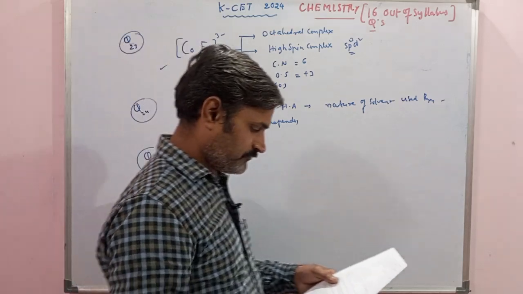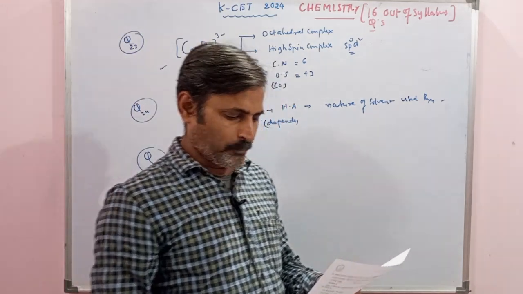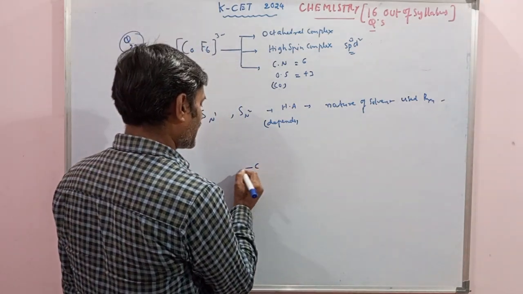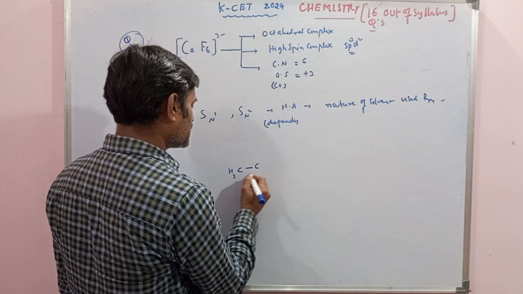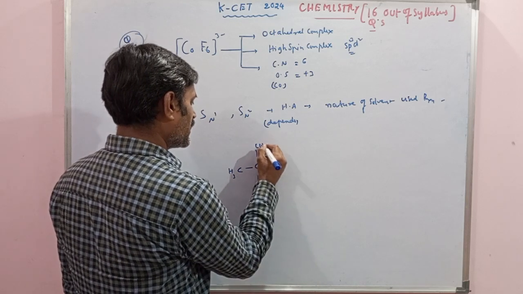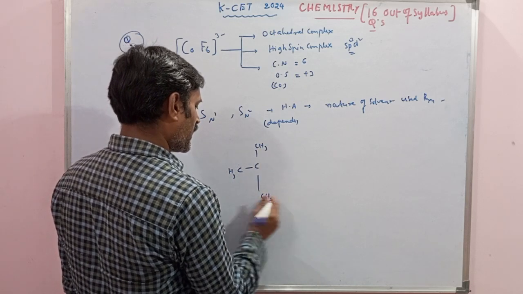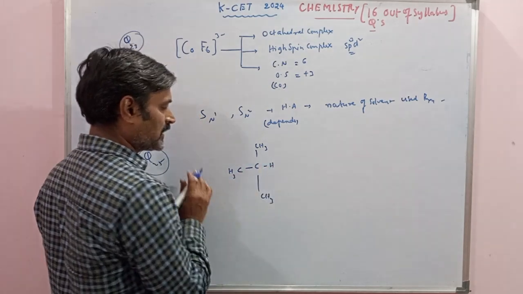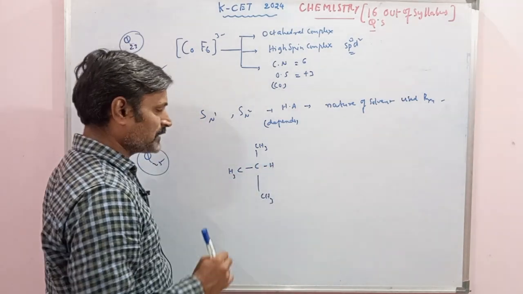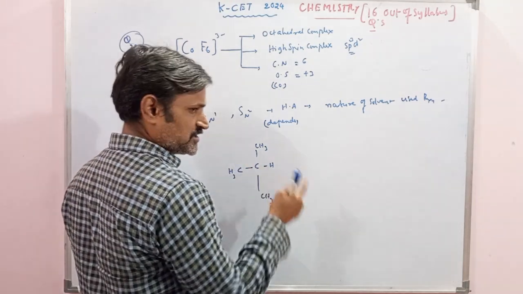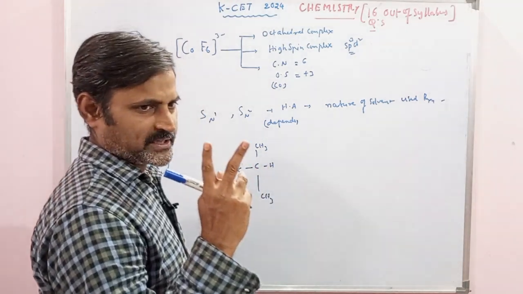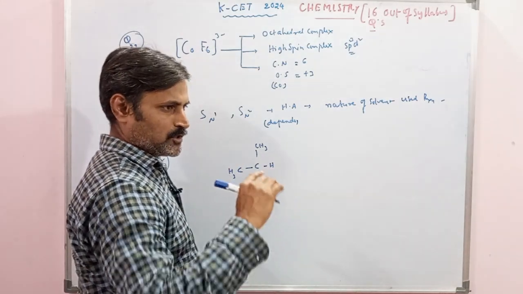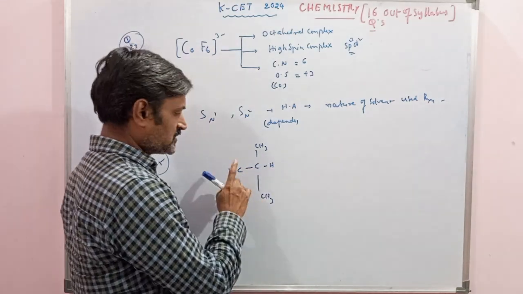Next, question number 15. 2-methyl propane can be prepared by Wood's reaction. What is 2-methyl propane? On this 3-carbon chain alkane, the second carbon has a methyl group. Just carefully observe. What is Wood's reaction? Two alkyl halides are taken and treated with sodium metal to get the alkane.